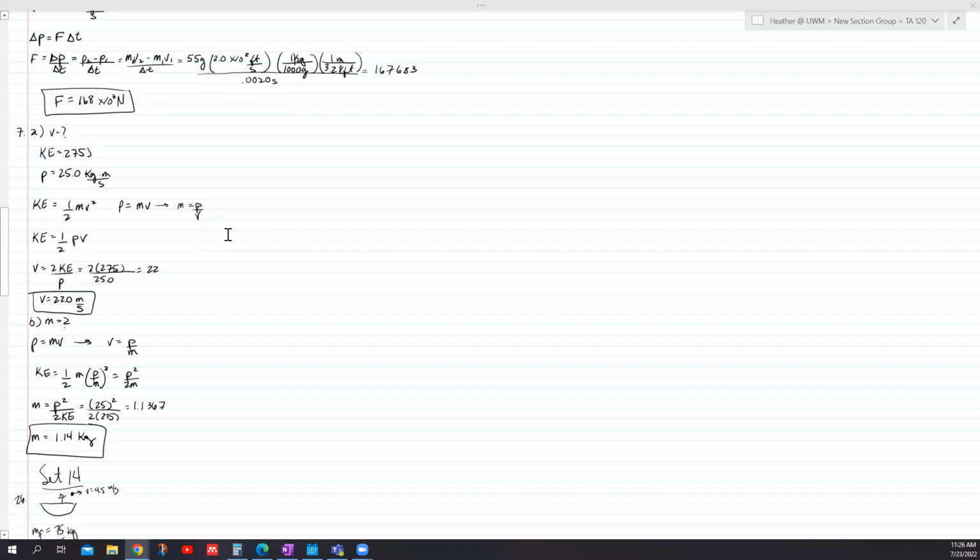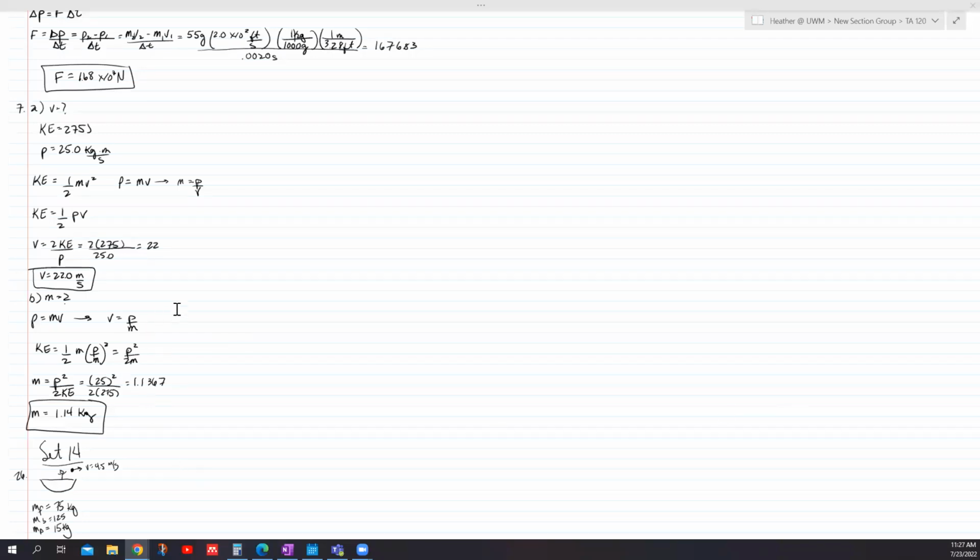Let's look at equations that we know. We know our equation of kinetic energy equals 1/2 mv squared. We know that P equals mv. So we're going to rearrange P equals mv for M equals P over V. We could also solve for V, which we do in B. We're going to shove this into here, and we end up with kinetic energy equals 1/2 PV. Solving for V, we get 2 KE over P. We are given KE and P. We end up with 22.0 meters per second.